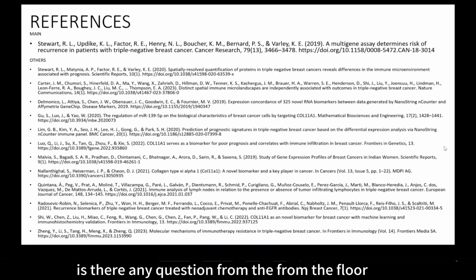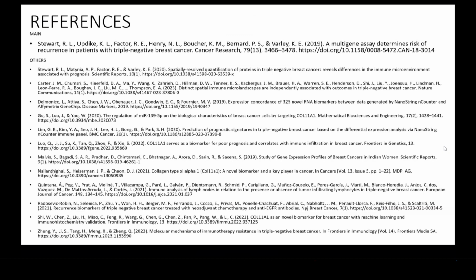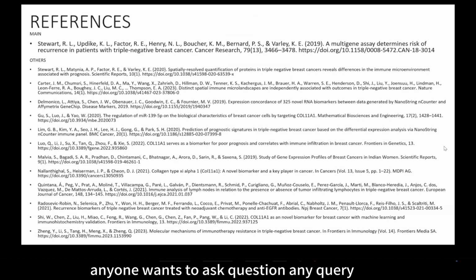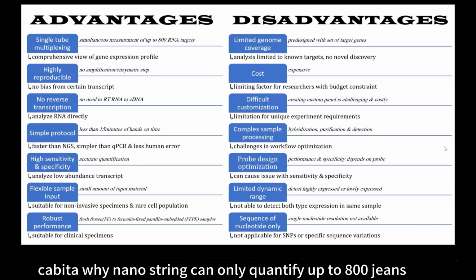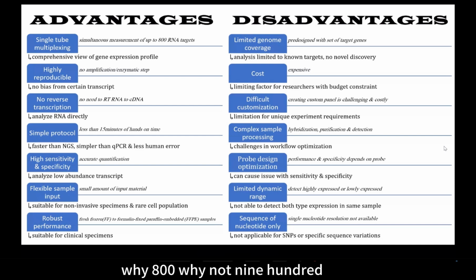Is there any question from the floor? Anyone wants to ask a question? Any query? No one? Okay, Kavita. Why can NanoString only quantify up to 800 genes? Why 800? Why not 900?